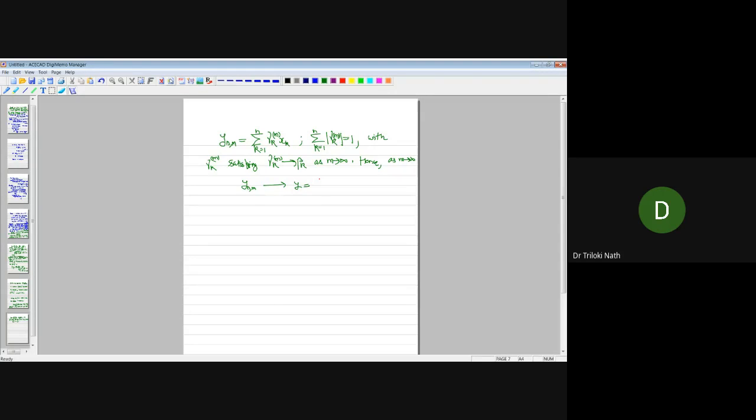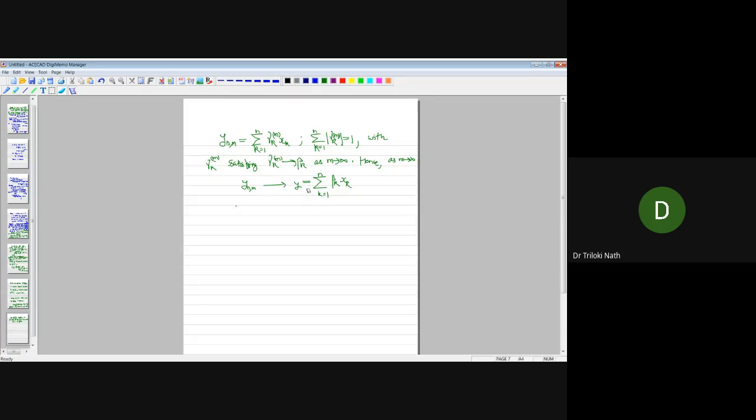What is the vector? As m tends to infinity, gamma 1m becomes beta 1, gamma 2m becomes beta 2. So this becomes the summation k equal to 1 to n of beta k x k, and we are calling this the vector y. Fine, this is the vector y.